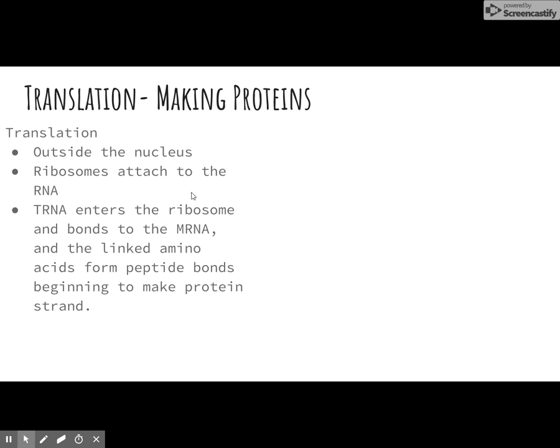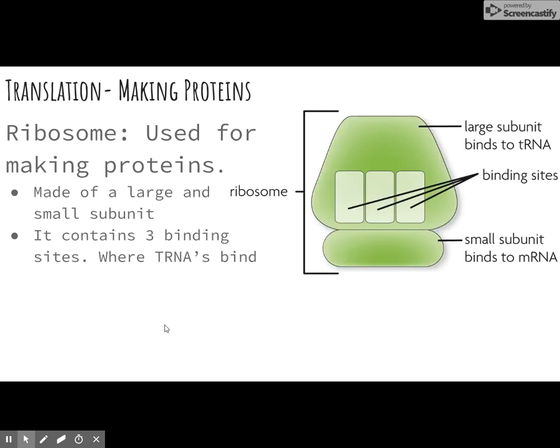So this occurs outside the nucleus. Ribosomes attach to the RNA, specifically the mRNA. tRNA enters the ribosome and bonds to the mRNA, and it links the amino acids together to form peptide bonds, making a protein strand. So a ribosome is used for making proteins. It has a large subunit and a small subunit with 3 binding sites where the tRNAs are going to bind.